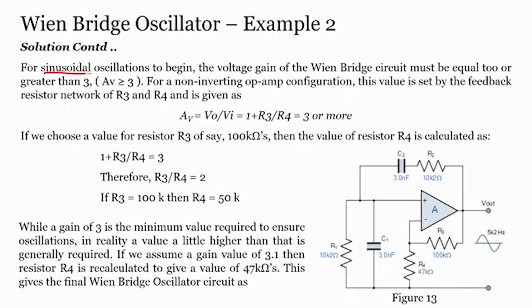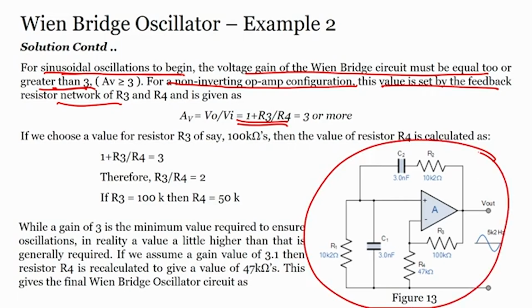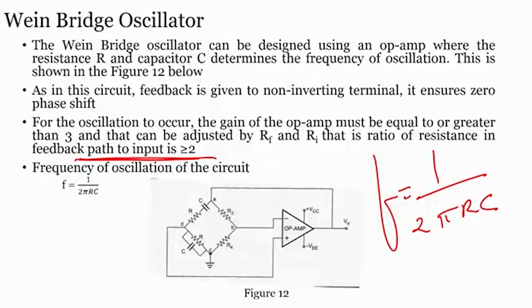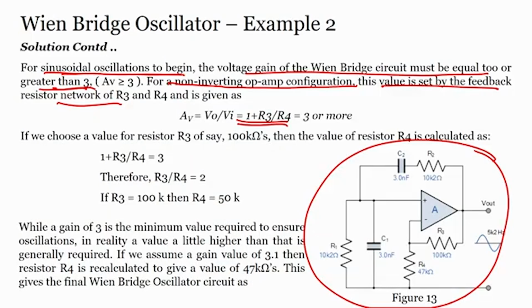Now, for sinusoidal oscillations to begin, the voltage gain must be equal to or greater than 3. We know that in a Wein bridge oscillator the voltage gain should be greater than or equal to 3. For a non-inverting amplifier, the gain set by the feedback resistor network is given as 1 plus R3 by R4. We already know this. We have just designed a circuit which is similar to this circuit. We have just placed the components so that it looks different, otherwise it is the same circuit.